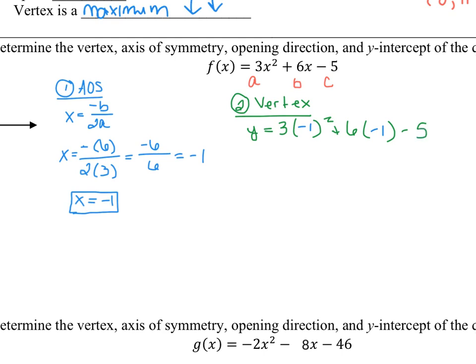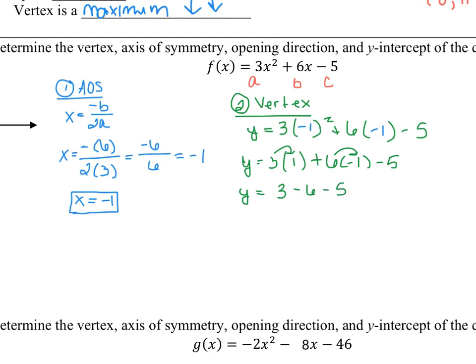Now all we need to do is use order of operations to simplify in order to determine what our vertex, the y, is. So first we're going to square things. So -1 squared is -1 times -1, which makes it +1. Everything else stays the same. Order of operations next says we're allowed to multiply. So 3 times 1 makes 3. 6 times -1 makes -6.